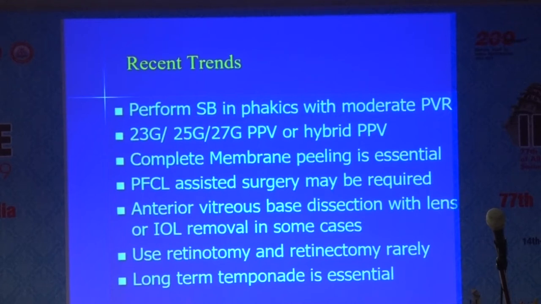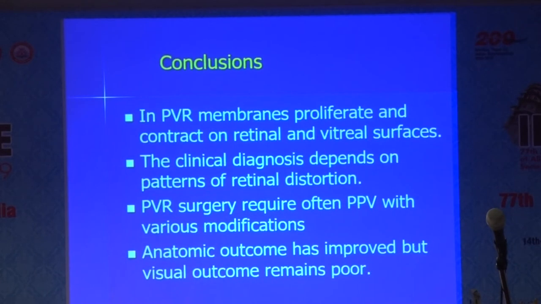So we need complete membrane peeling, PFCL may be required as shown in one of the cases. Anterior vitreous base dissection with lens remover, IOL removal in some cases is required. I think we had to remove the IOL in that particular case. Use of retinotomy and retinectomy should be really very, very sparing, I think because it leads again to further PVR enhancement, and long-term tamponade is essential.